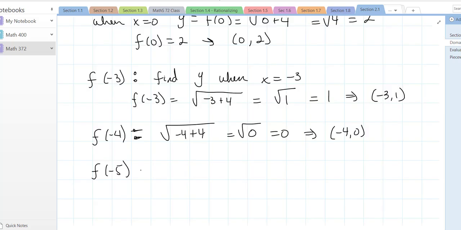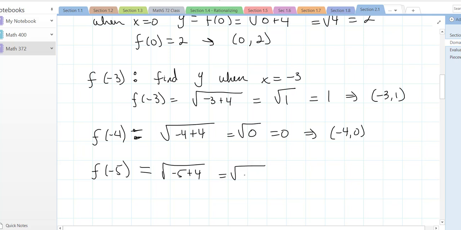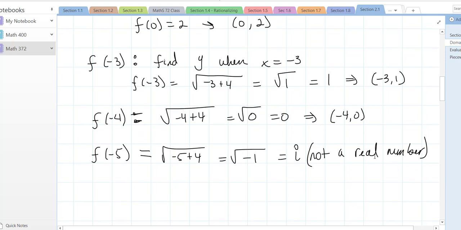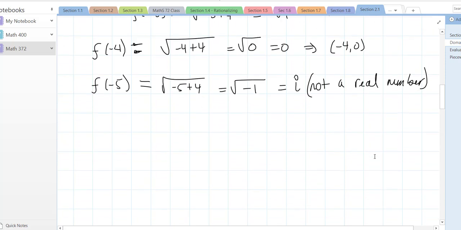Sorry, I switched screens for a bit there. So f of -5 will be the square root of -5 plus 4. And now we have a problem because -5 plus 4 is -1, and we can't do that. This is i, which is not a real number. So I found my first thing that's not in the domain. I can't take the square root of -1, and so anything less than that is going to be a problem.